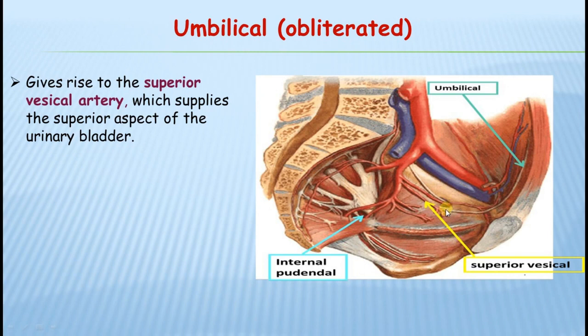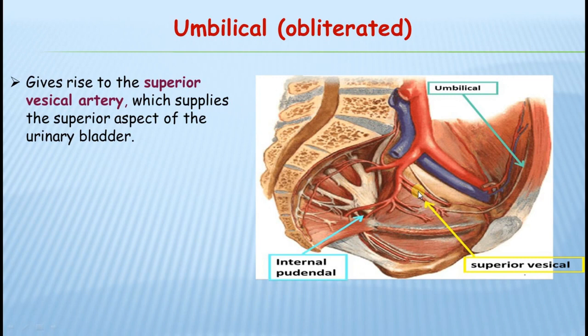Of this, the distal part of the artery obliterates. So it is not functional, because once the placenta's function is over after birth, this part of the artery obliterates, forming the medial umbilical ligament. The proximal part of the umbilical artery becomes the superior vesicular artery. The superior vesicular artery mainly supplies the upper part of the urinary bladder.